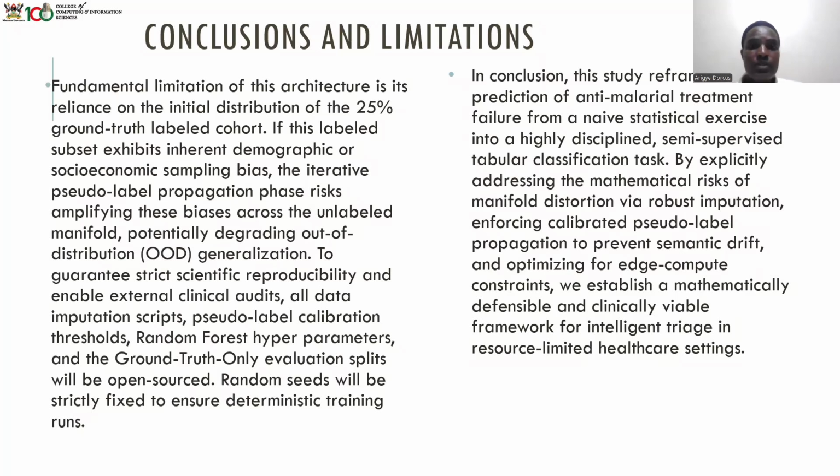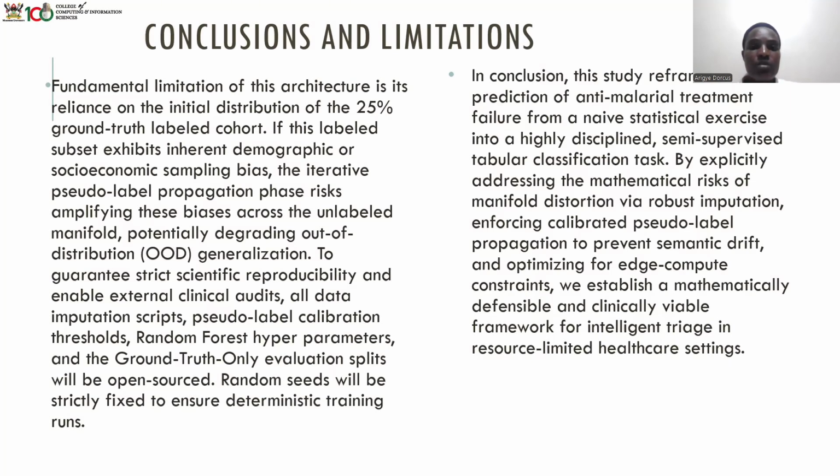So here we begin with a key limitation of our architecture. Our model relies on the initial distribution of just 25% of the labeled ground truth data. If that small labeled set has any demographic or socioeconomic bias, say most patients come from one region or income level, then the semi-supervised process can accidentally amplify those biases across the larger unlabeled dataset.